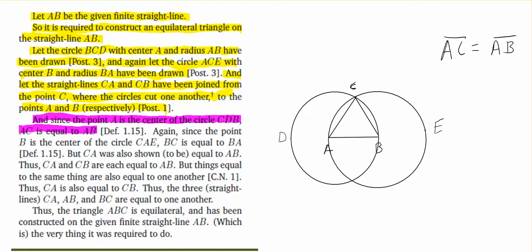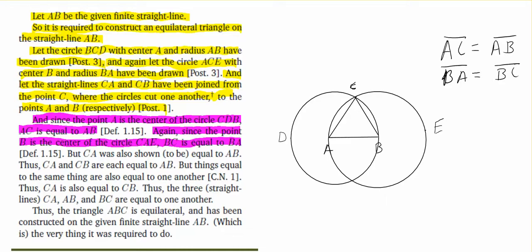Alright, next part of Euclid's proof says, and again, since the point B is the center of the circle CAE, BC is equal to BA. So it's for the same reason. They're both radiuses of the circle centered on B. And radiuses are equal to one another if they have the same circle. So we have BA is equal to BC.